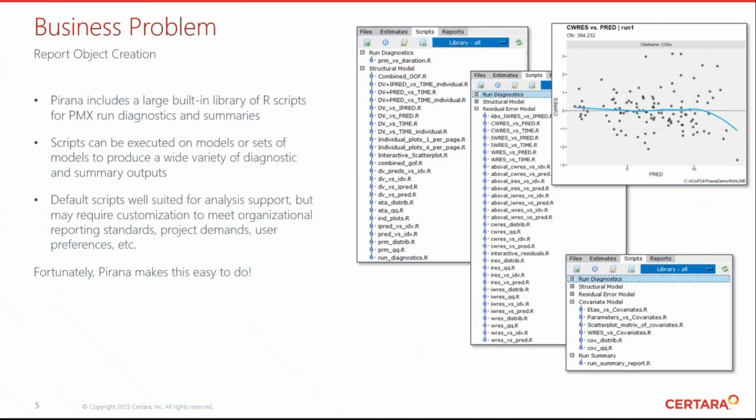So the business problem here: why would you want to customize scripts? Might be a question. Pirana has an extensive library of built-in R scripts that cover most of the diagnostics that you'd want to create for a typical pharmacometric modeling exercise. These scripts can be executed on models or sets of models. You simply select the models in the Pirana user interface and then double click on a script, and the script will run and produce the output that you see here. Here in this case is a conditional weighted residual versus pred plot.